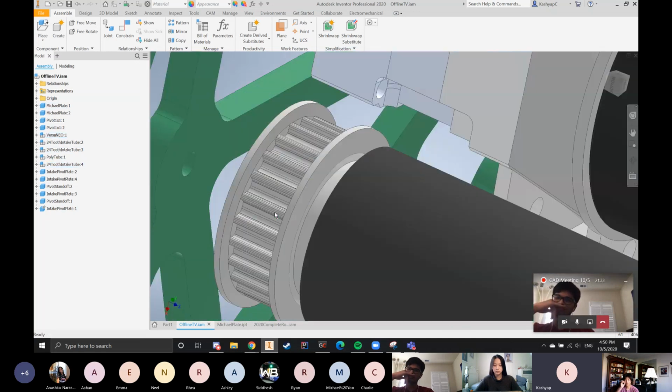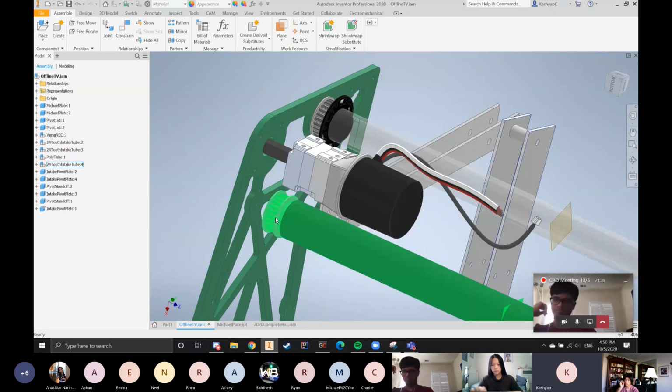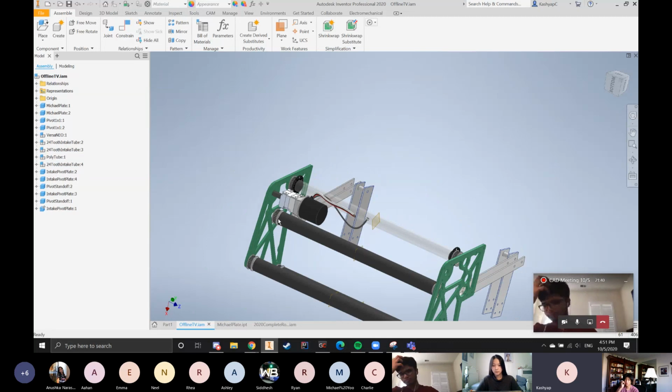Each of these little things with teeth are timing pulleys, and they have little timing belts that run along them. I actually think I have the timing belts for this at my house because I ordered them for the second version of our robot. I don't know if you guys can see them on my camera, because we were going to build a second version, but then quarantine happened, so they're just chilling on my desk right now.